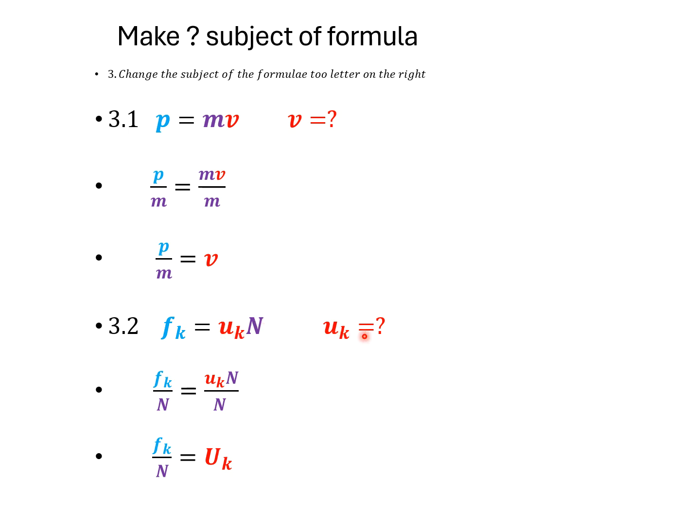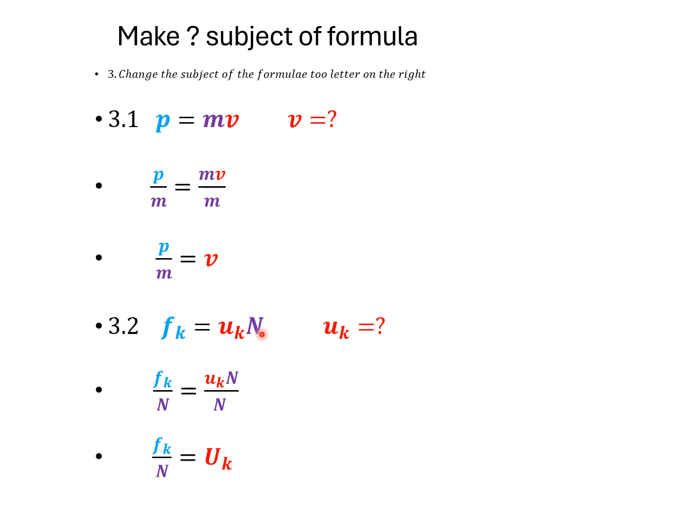3.2, now I have fk equals mu k times n. They want me to work out mu k. So this is the equation you learn in grade 11 that we use to calculate friction. Alright, so kinetic friction equals the coefficient of kinetic friction times normal force. Right, so they want me to make mu k the subject of the formula.